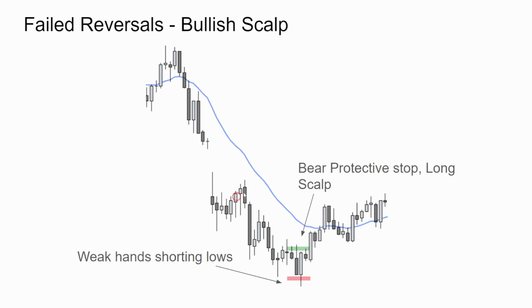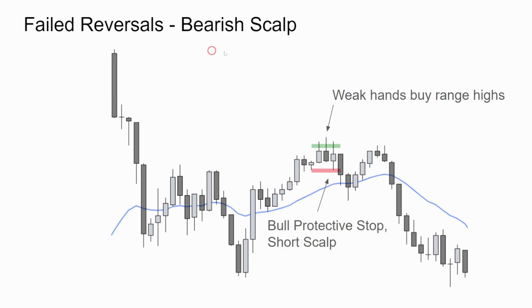Failed reversals, bullish scalp. Here we have a gap down with 3 legs lower. Weak hands will short here, thinking this will be the start to a bear trend that lasts all day. Bulls know stop orders are placed around here, and that's where they're going to put their long scalp. They put their buy stop order where bear protective stops are at and go for a long scalp.